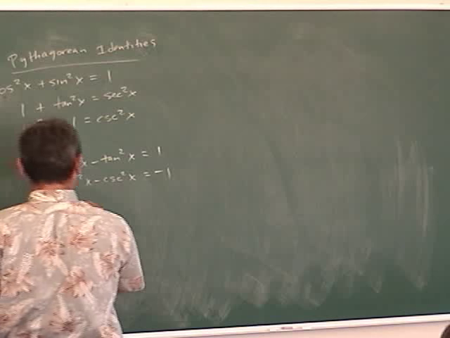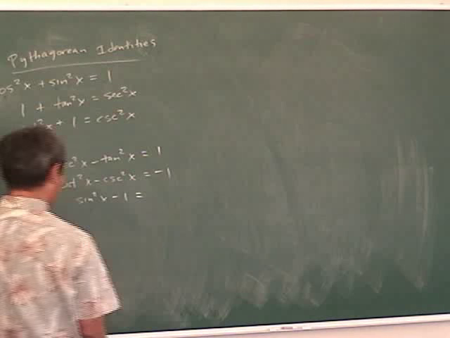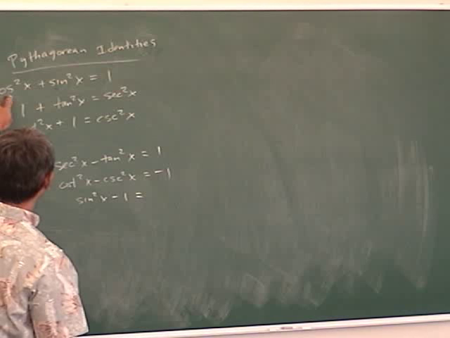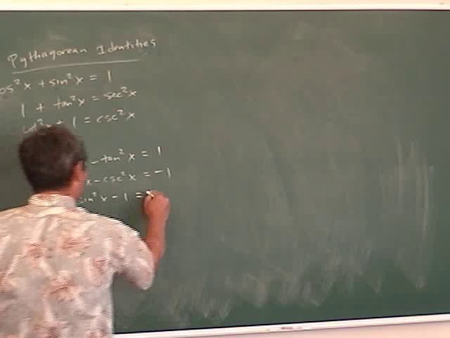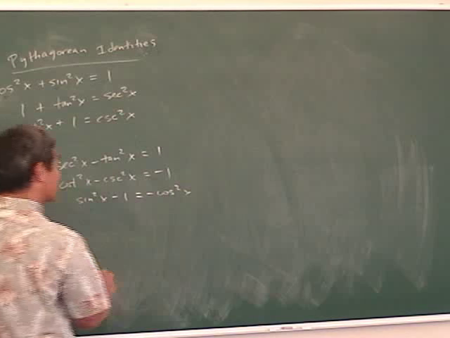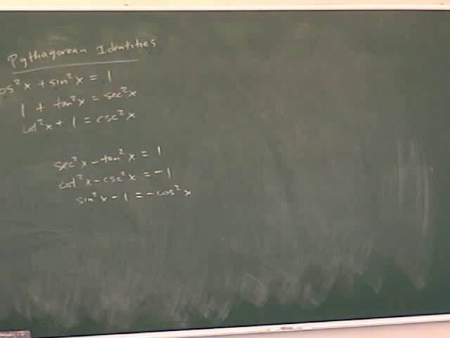Okay. So what about this? What about sine squared x minus 1? Give me a hint. Look at the first one. Negative cosine squared x. So you cannot just memorize the identity in the form it's given. You have to be able to massage it.